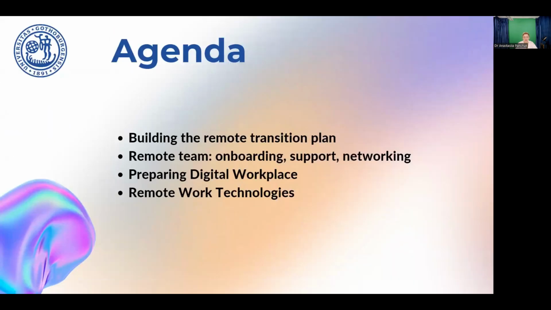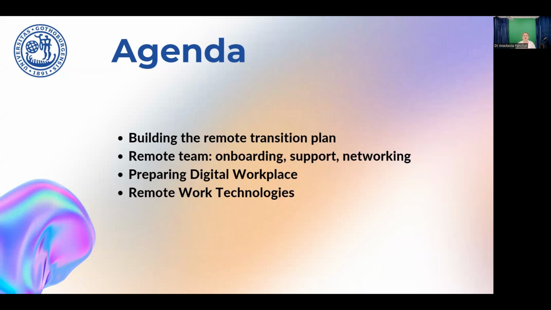Today we know that remote work is touching all spheres of activity, from economics, business, education to social life. So what do we need to transform our normal work to remote work totally? First of all, we should think about building the remote transition plan. Who will be responsible for the tasks? What kind of timeline do we have? What are the main stages of this plan? All this we will discuss.